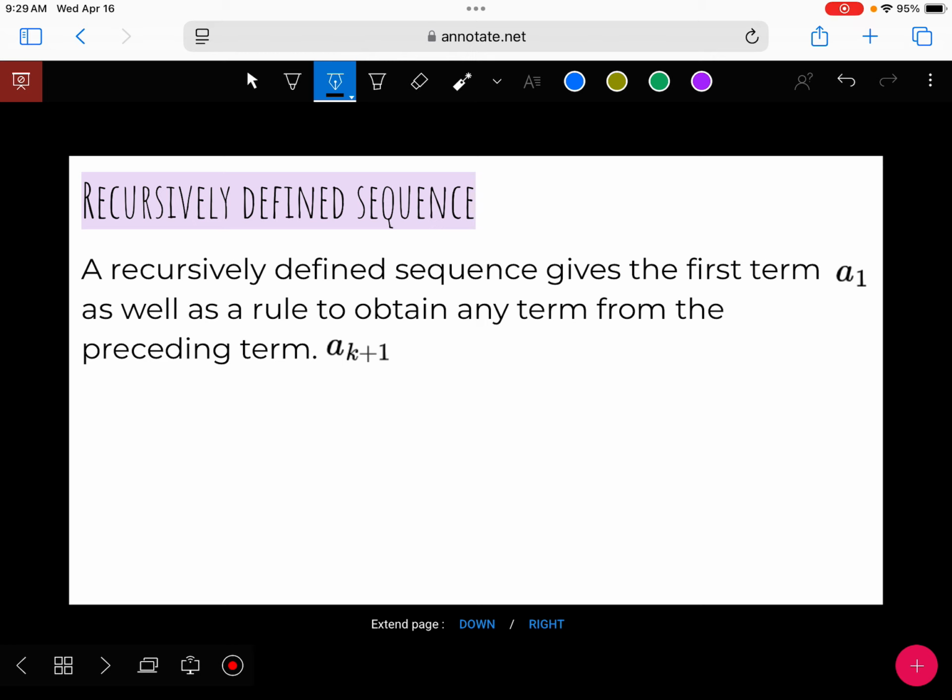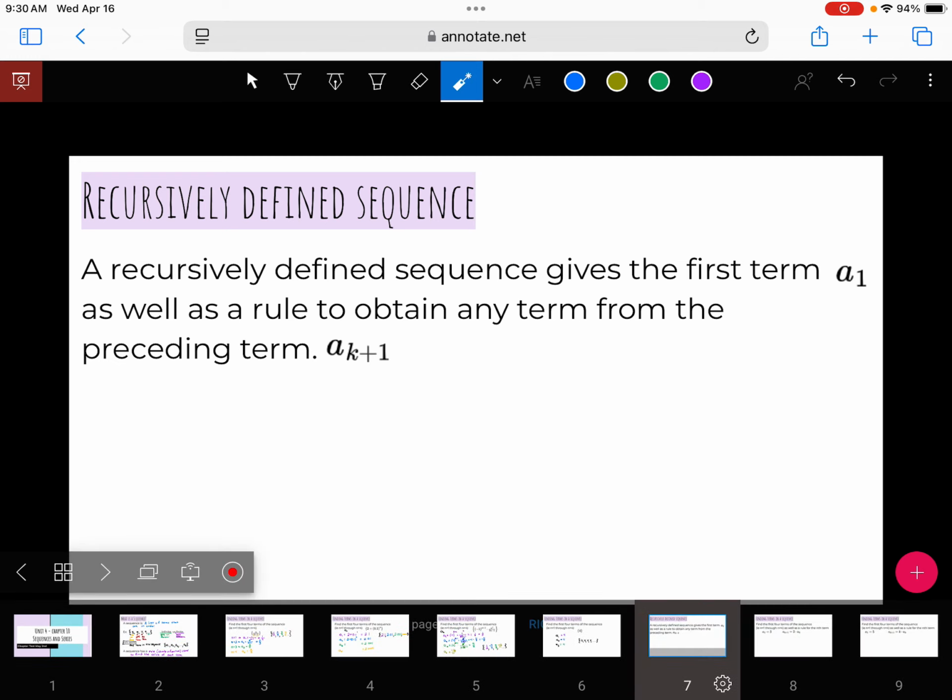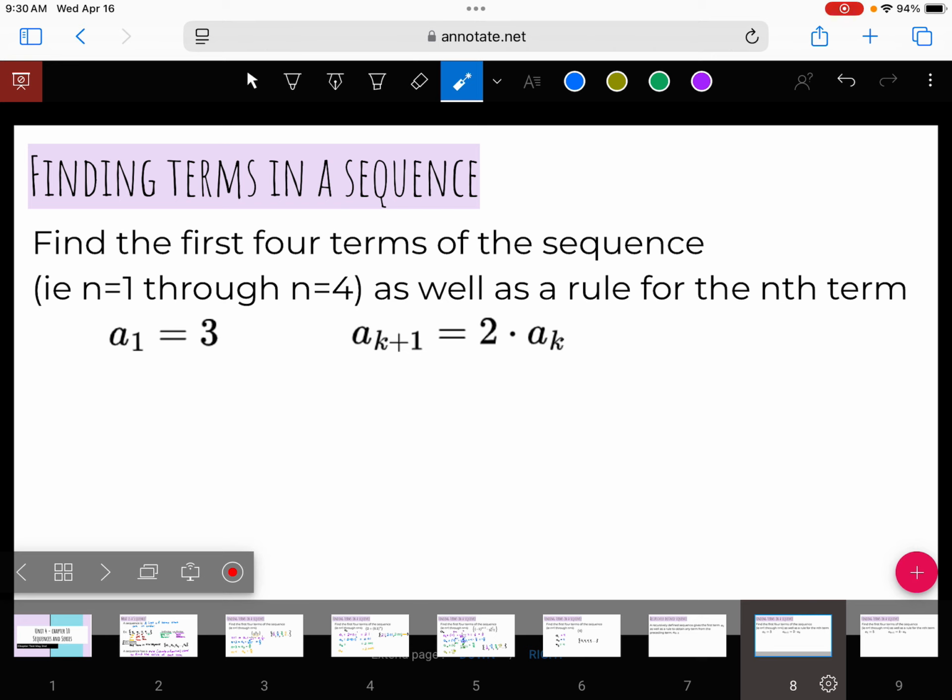I'm trying to slow myself down on it. A lot of times we're going to be given a formula that talks about a sub k plus 1. It's taking a term and getting the next term based off of it. If I have a sub 1, I can find a sub 2 based off of that. So we're letting k equal 1 here.